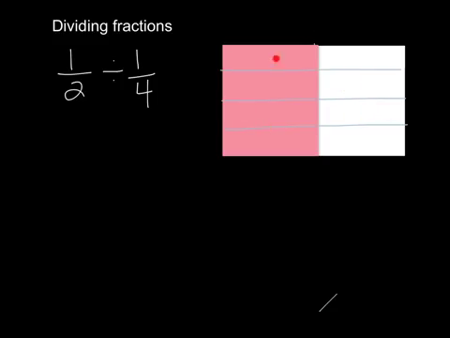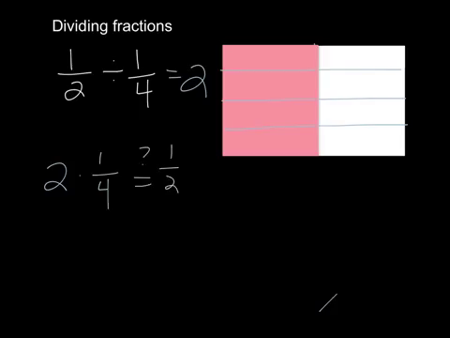So I have 4 pieces, which are halves, so that makes 2. So 1/2 divided by 1/4 is 2. There are 2 fourths in a half. And again, we can test this by making sure that 2 times 1/4 is equal to 1/2.